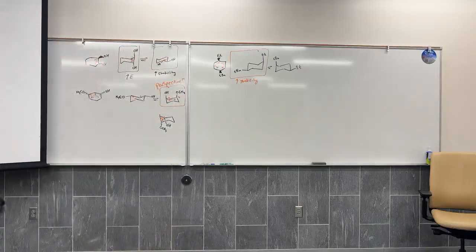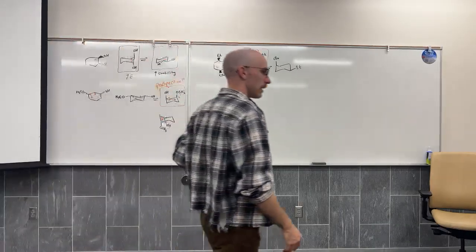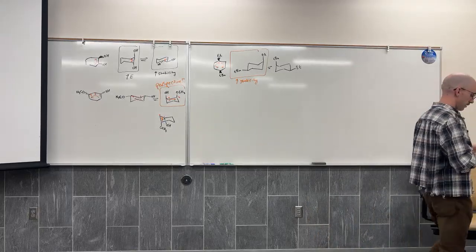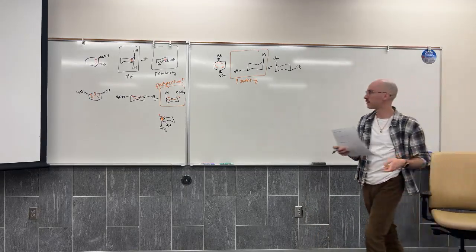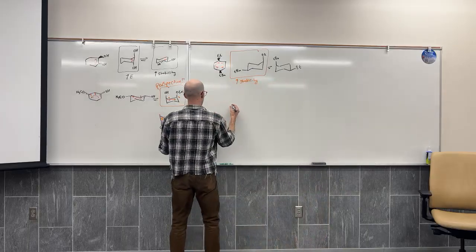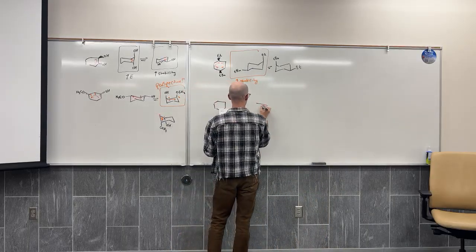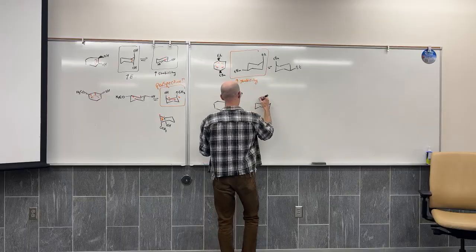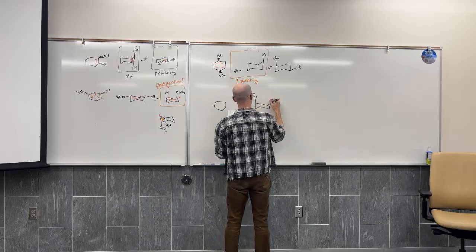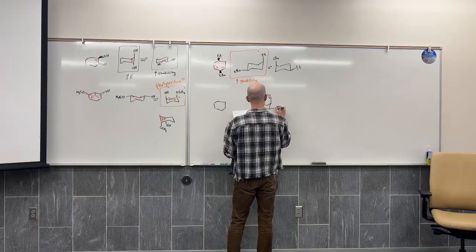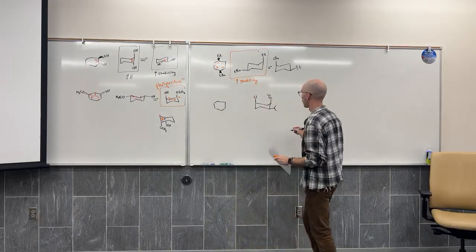Okay. Last one, we need to fill in some of the top-down view. So we're given a blank hexagon. We have an up axial chlorine and up axial aldehyde and up equatorial isopropyl.